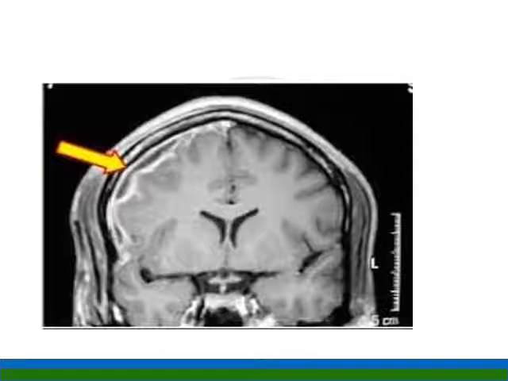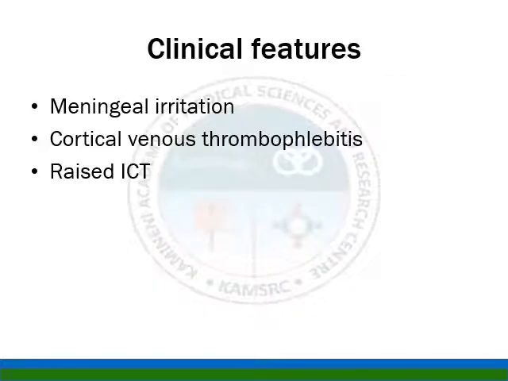In this MRI you can see the subdural abscess. Due to meningeal irritation you will have headache, high grade fever, malaise, drowsiness, neck rigidity, and positive Kernig's and Brudzinski's signs. And due to cortical venous thrombophlebitis, of the veins over the cerebral hemisphere, it leads to aphasia, hemiplegia and hemianopia.